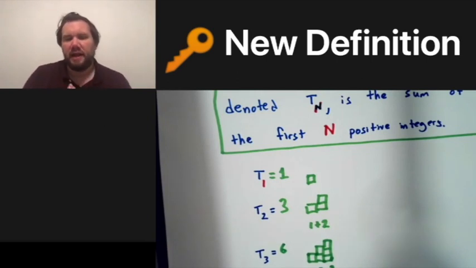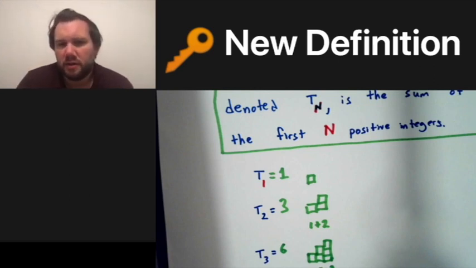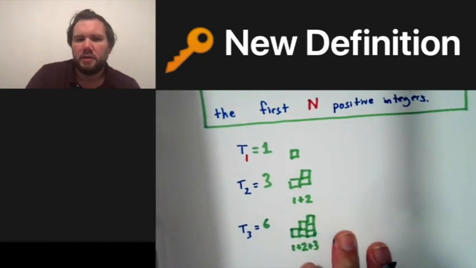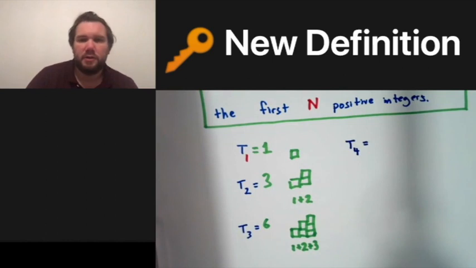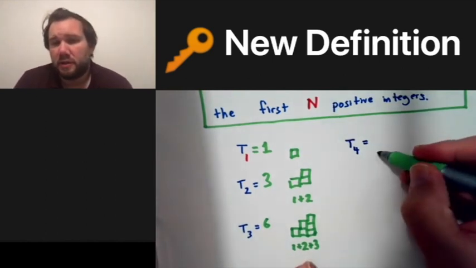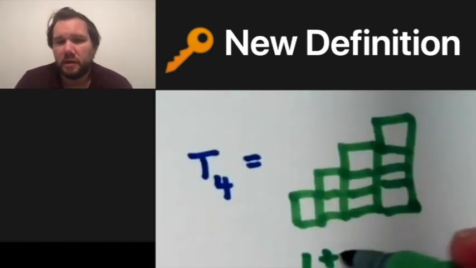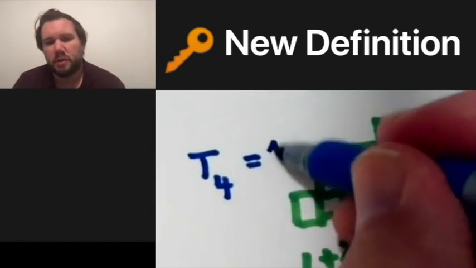Now you'll see I have these diagrams where I'm stacking boxes here. And this suggests why these are called the triangular numbers. So I want you to do T4 real quick for practice and see what you get. What's the fourth triangular number? The sum of the first 4 positive integers. If you actually do it out, you'll get that the answer is 10. My diagram is going to look like this, and I'm going to have 1 plus 2 plus 3 plus 4.